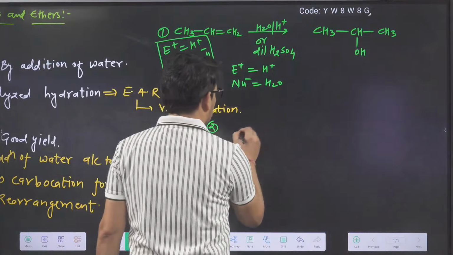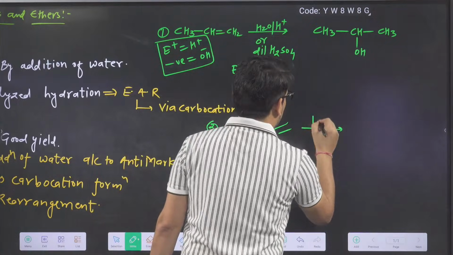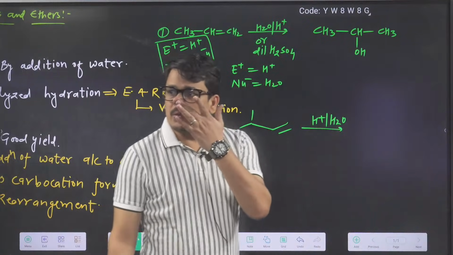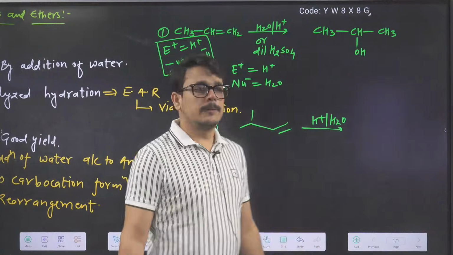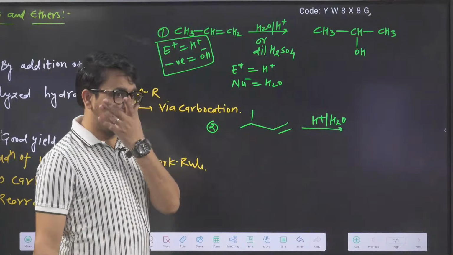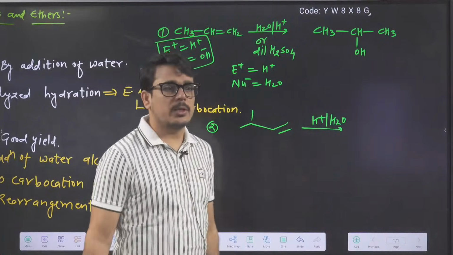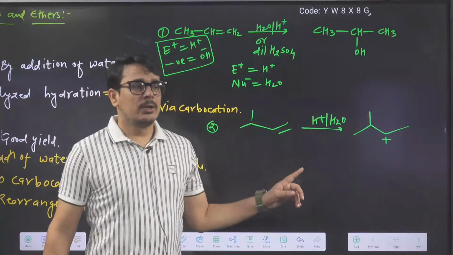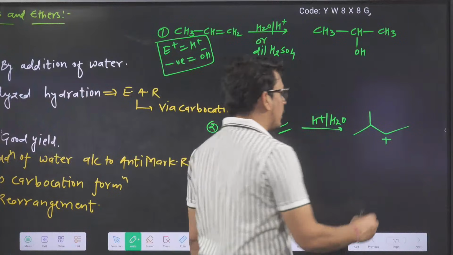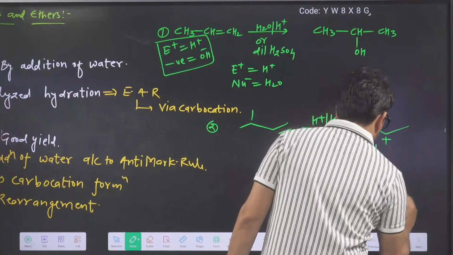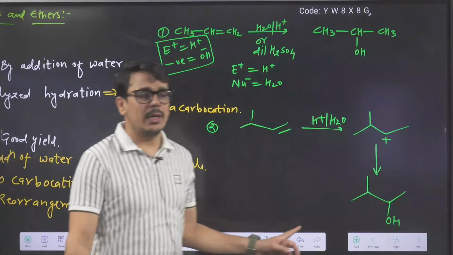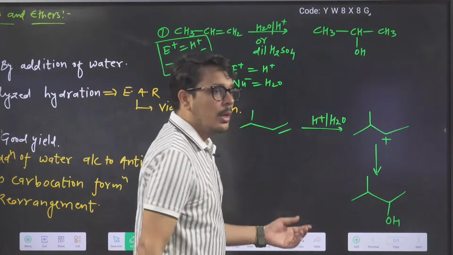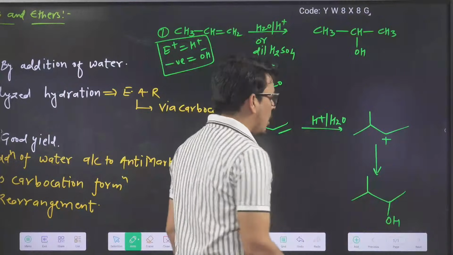Now next, I am writing this question. What will be the product of this one? In this case, first what we have to do is carbocation formation. This carbocation will be more stable or not? After this, the negative part, OH, will add to it. So this will be the product.